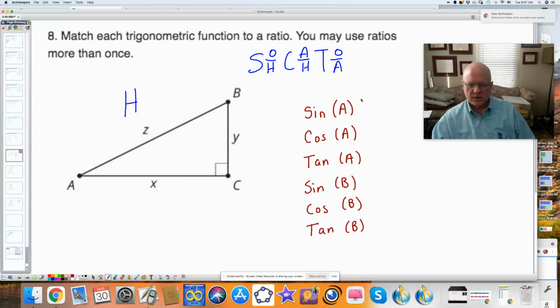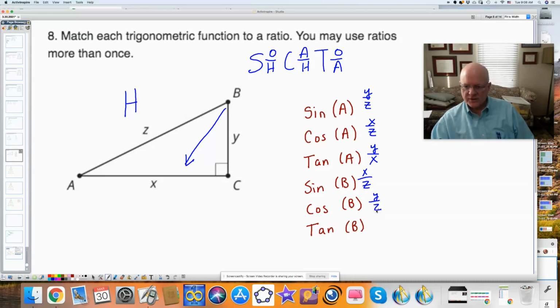So the sine would be opposite over hypotenuse, y over z. The cosine is x over z. The tangent is the opposite over the adjacent, which is y over x. If B is my reference angle, x is now the opposite. All the way across, this would be the opposite. This would be the adjacent. So the sine, opposite over the hypotenuse, would be x over z. The cosine would be y over z. And the tangent is x over y.